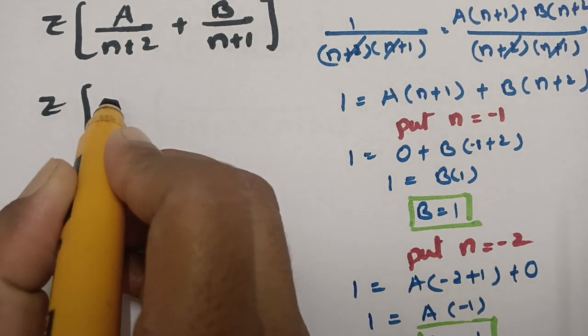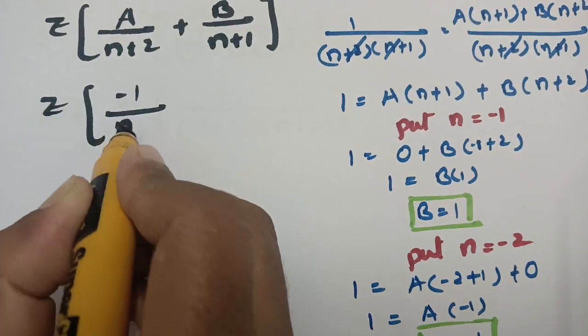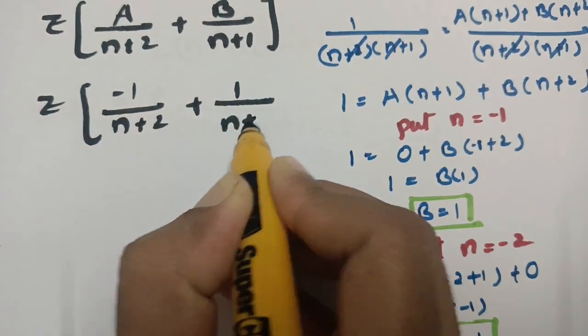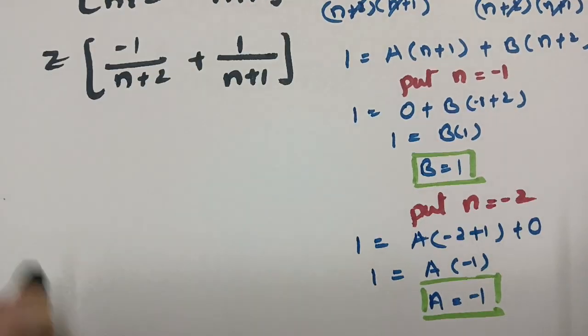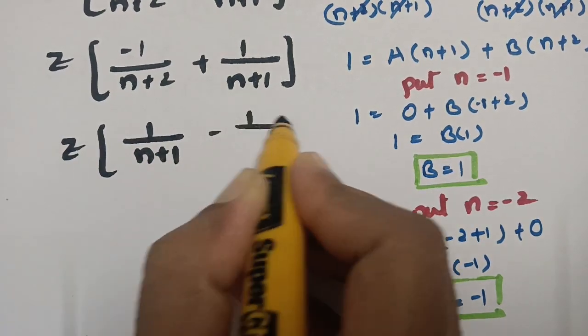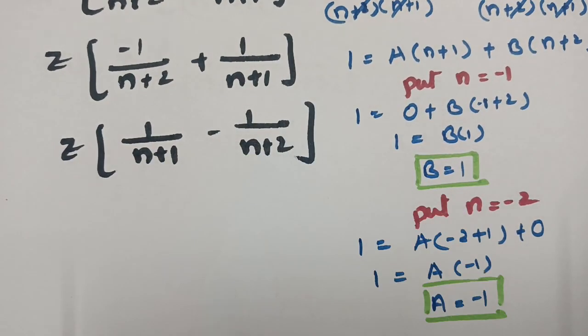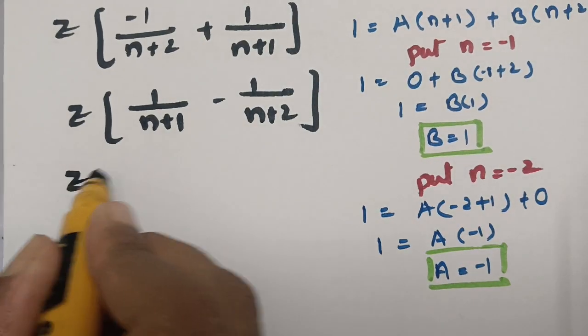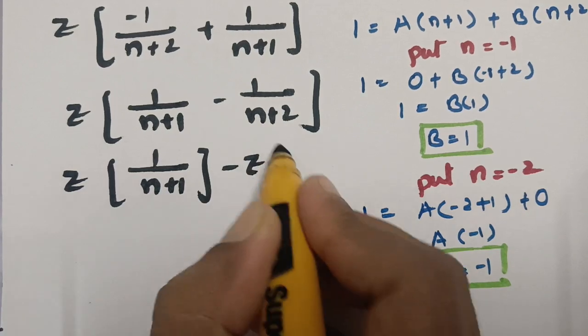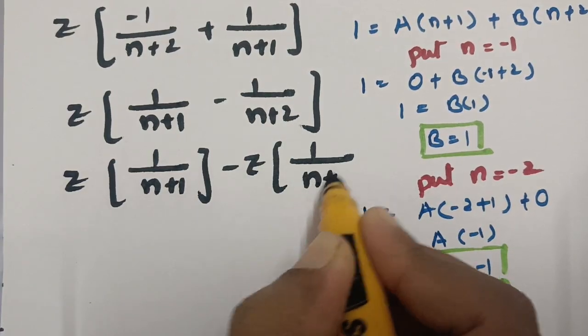A value here is minus 1 by n plus 2, and B value is equal to 1 by n plus 1. So we need the Z transform of 1 by n plus 1 minus 1 by n plus 2. And this can be written as Z transform of 1 by n plus 1 minus Z transform of 1 by n plus 2.